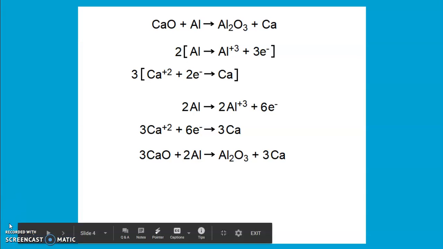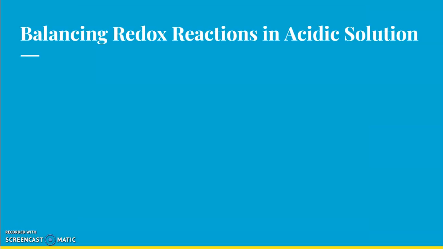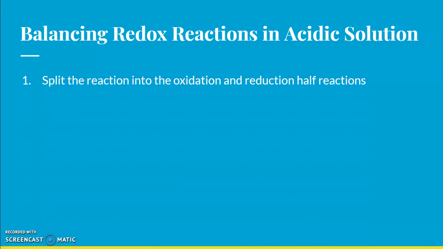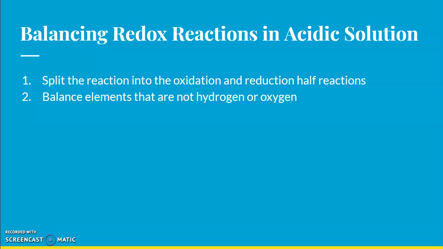So now let's take a look at the steps that we're going to use to balance a redox reaction in an acidic solution. So first we're going to split them into the two halves still, our oxidation half and a reduction half. And then we need to balance all the atoms that are not hydrogen or oxygen to start. And then once you have those all set, then you can look at the oxygens, and because it's in an aqueous solution, there's water there.